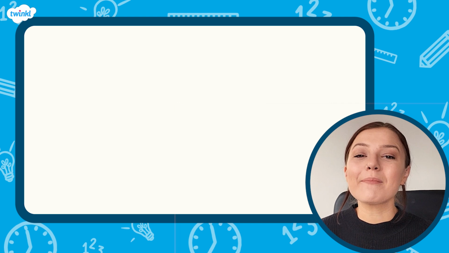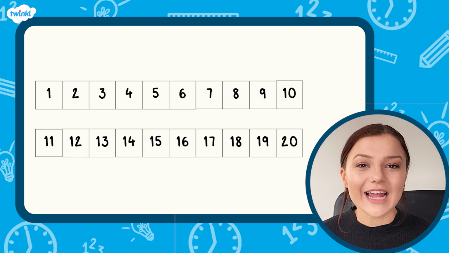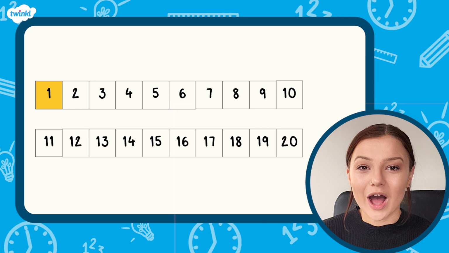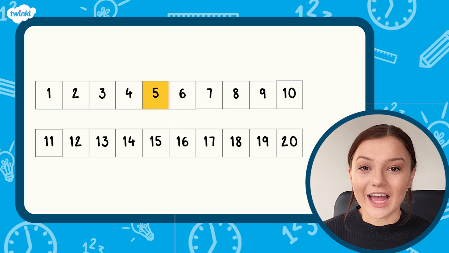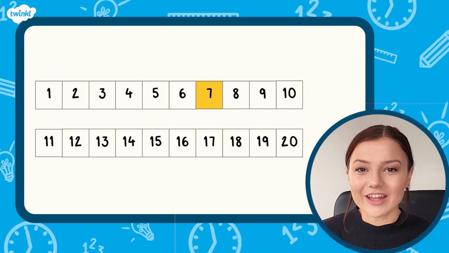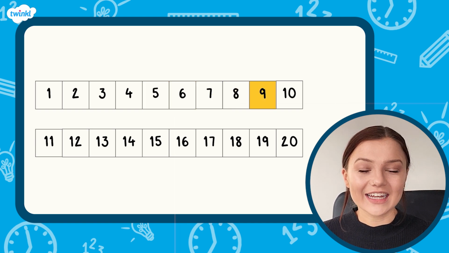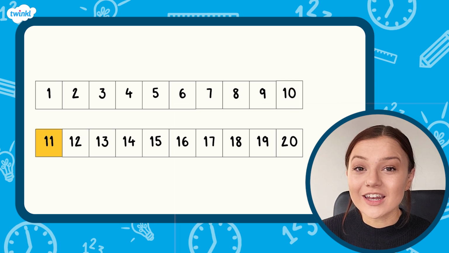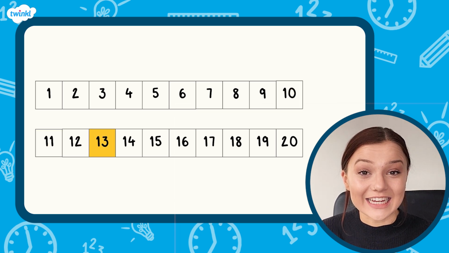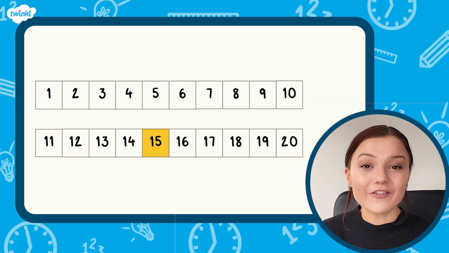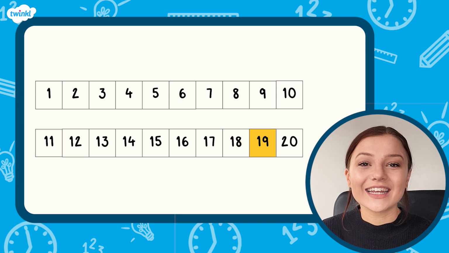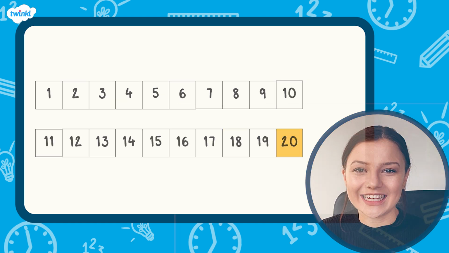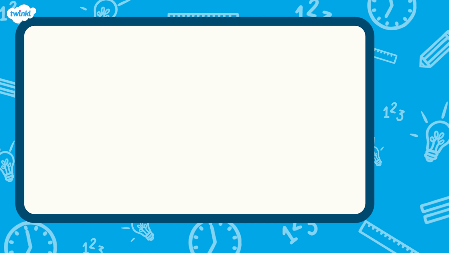Now that we know all of the teen numbers, let's try and count up to 20 all together using the number track. 1, 2, 3, 4, 5, 6, 7, 8, 9, 10, 11, 12, 13, 14, 15, 16, 17, 18, 19, and 20.